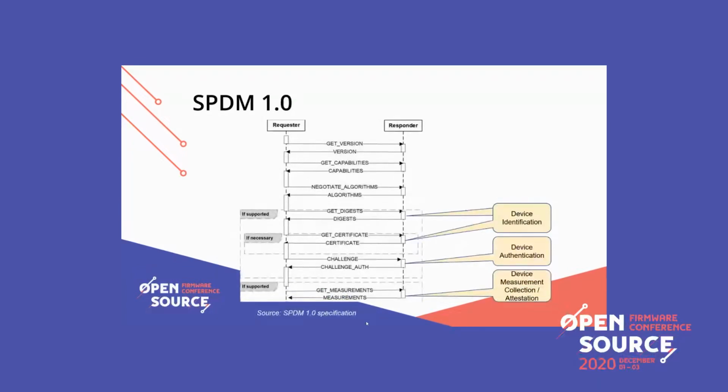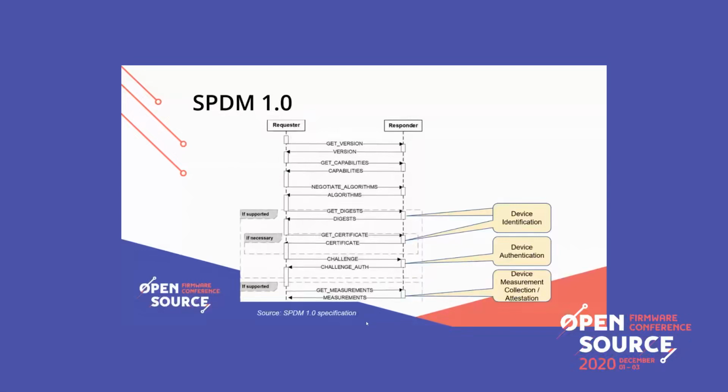This figure shows SPDM 1.0. The left-hand side is an SPDM requester. It sends an SPDM request message and receives the SPDM response message. The right-hand side is an SPDM responder. It receives the SPDM request from the requester. Then it sends the SPDM response message to the requester. In order to create a connection between the SPDM requester and the responder, the requester needs to send get version, get capability, and negotiate algorithms. These three steps are the foundation of this communication.